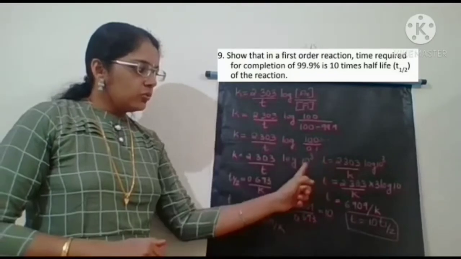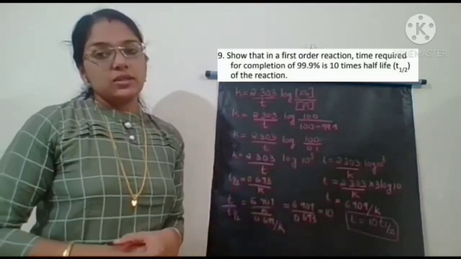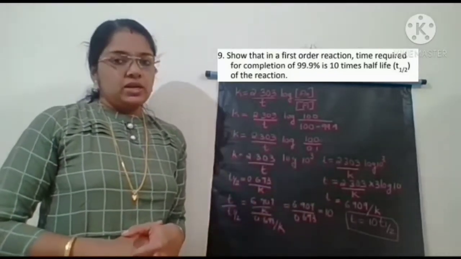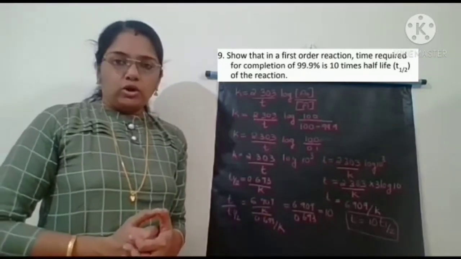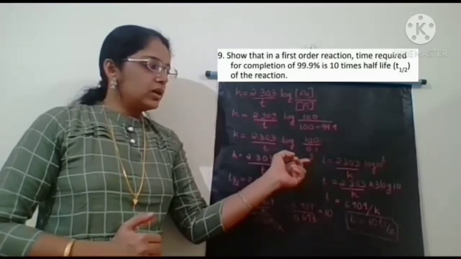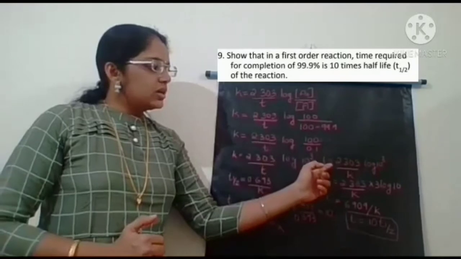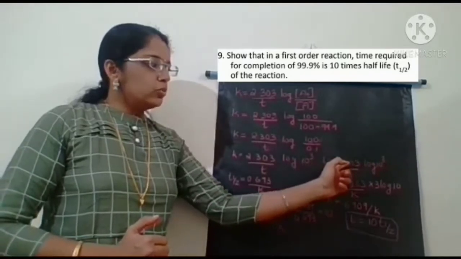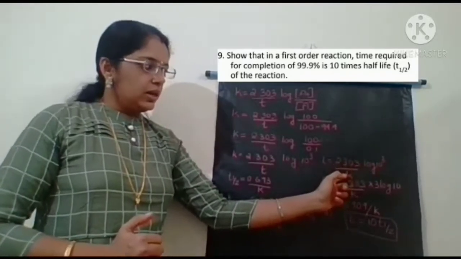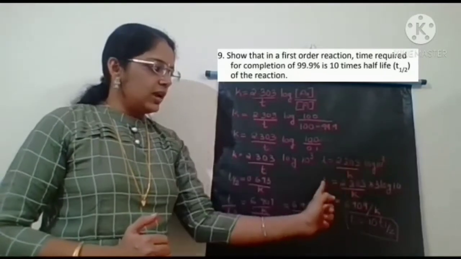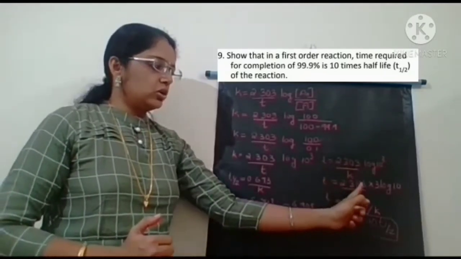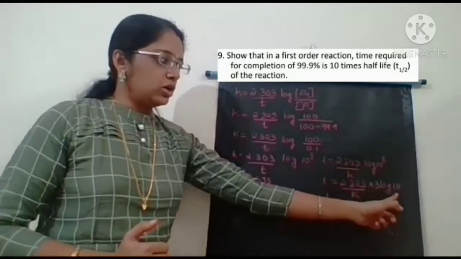Again, log 10 raised to 3 is in the form of log A raised to B. Log A raised to B means B log A. So log 10 raised to 3 becomes 3 log 10. So we can substitute again, T is equal to 2.303 divided by K into log 10 raised to 3. Again T is equal to 2.303 divided by K into 3 log 10.